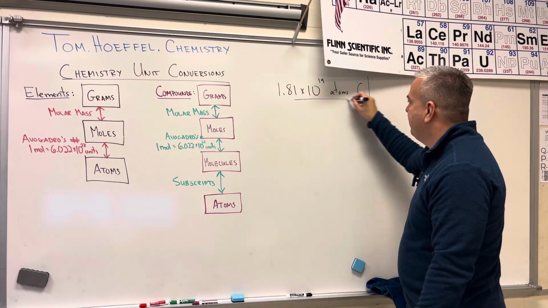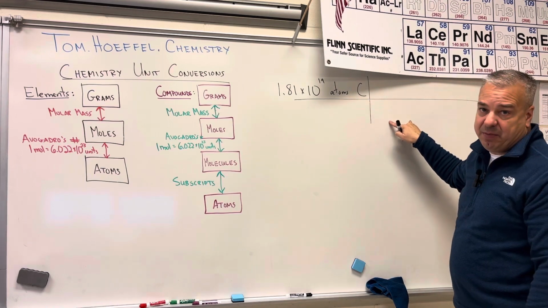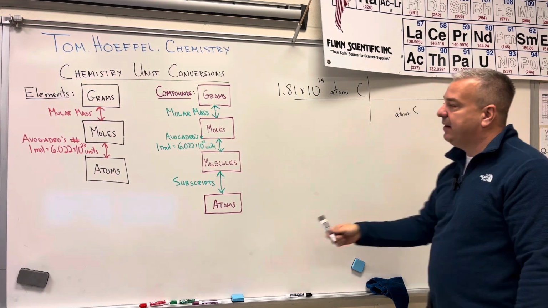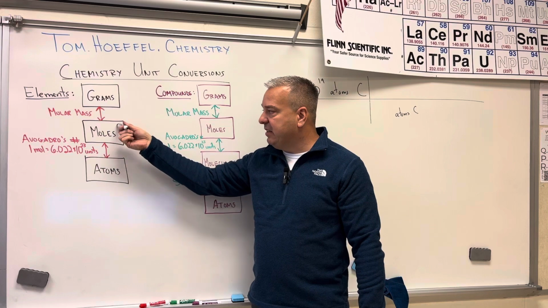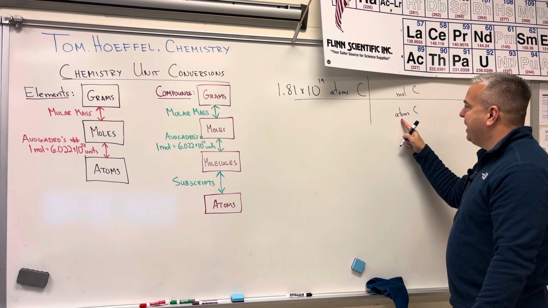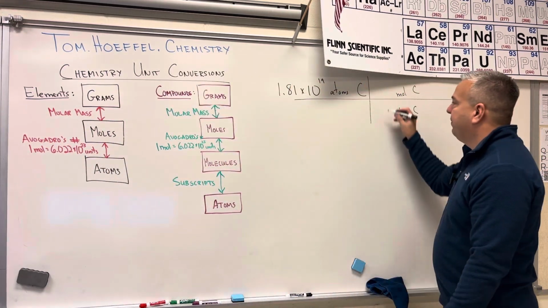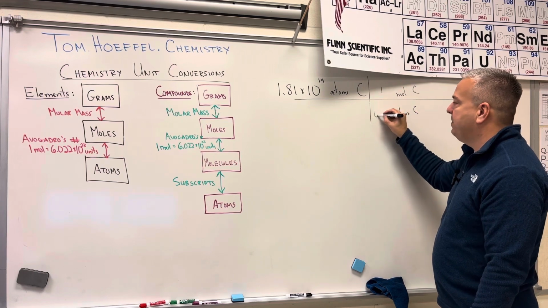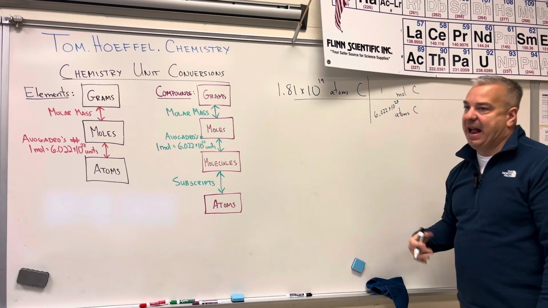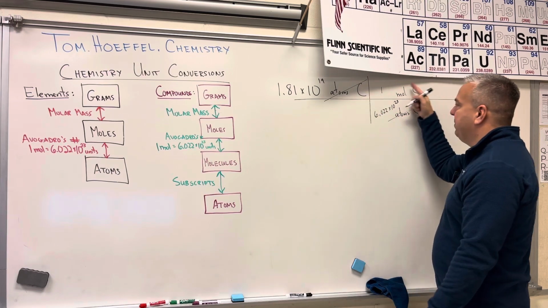So just like last time, we're going to set up our train track, and whatever unit is here, we're bringing it down because we want it to cancel out. So we're going to have atoms of carbon down here, and we're going to take our atoms into the unit moles. The conversion factor between atoms and moles is Avogadro's number. Now remember, for every 1 mole, there's going to be 6.022 times 10 to the 23rd atoms. Okay, and if we stop the problem right here, the atoms would cancel out and we'd be left with moles of carbon.